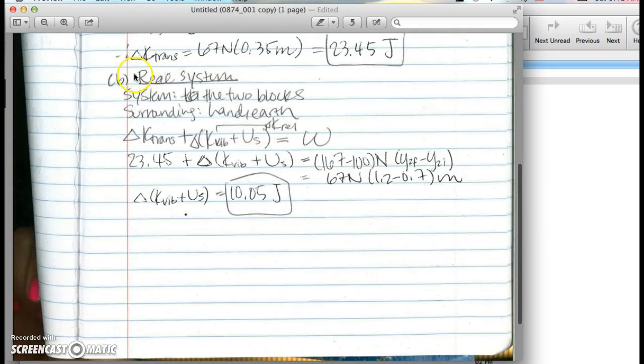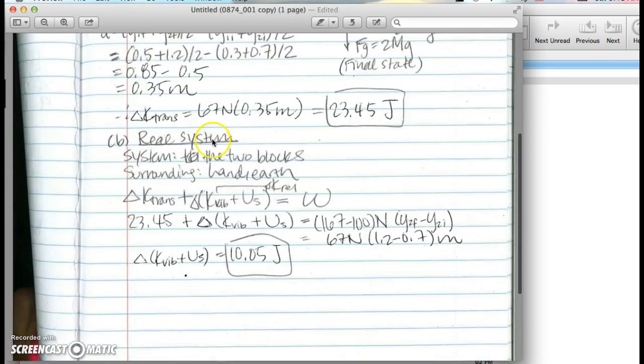And for part B, we take a look at the real system. The system is still the two blocks; we just don't identify it as a point particle. The surroundings are still the hand and the earth. But this time we not only consider the change in K trans, but also consider delta K relative, which in this case includes the vibrational kinetic energy as well as the spring potential energy.